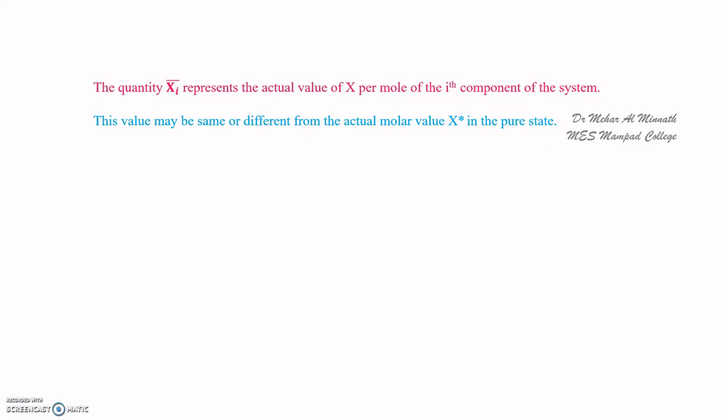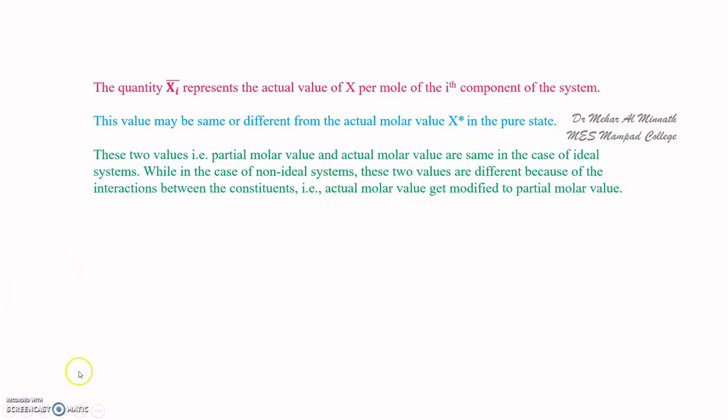pure state. So if you have a system containing A and B, Xa bar can be same as that of the pure A, Xa, or Xa bar can be different from the value of Xa. Now that depends upon the interaction between A and B. Now these two values, that is partial molar value and actual molar value, are same in the case of ideal system. That is, Xa bar will be equal to Xa in ideal system.